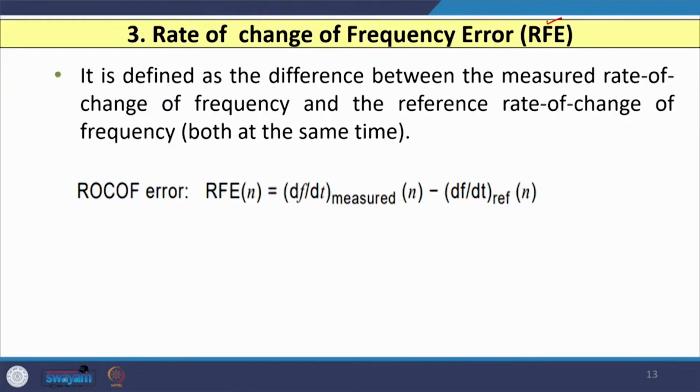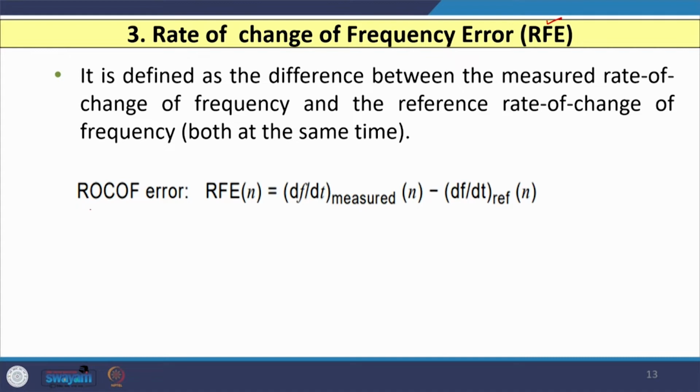The third thing is the rate of change of frequency error, normally denoted by RFE. Rate of change of frequency error is defined as the difference between the measured value of rate of change of frequency and the reference value of rate of change of frequency, both at the same time.